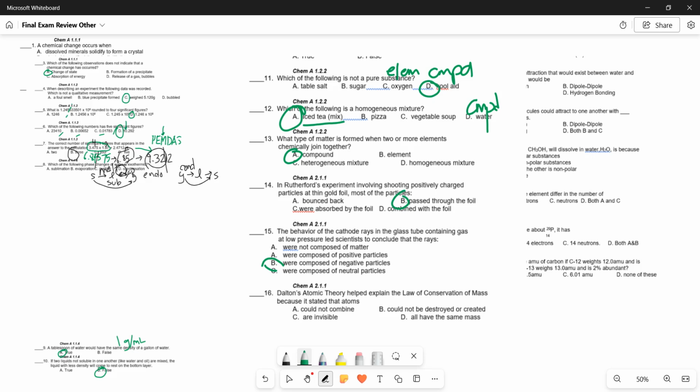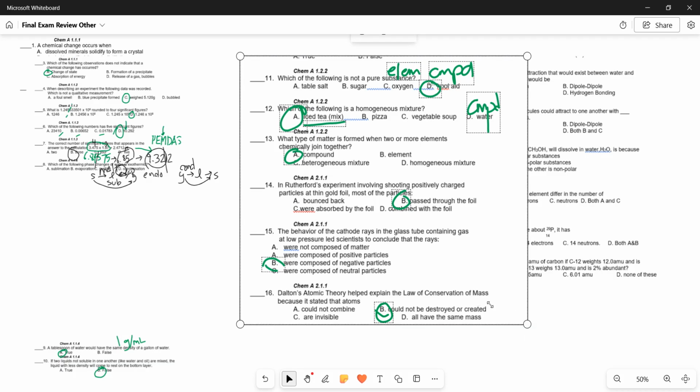16. Dalton's atomic theory helped explain the law of conservation of mass because it states that atoms cannot be created or destroyed. Okay, so let's go on to the last batch over here.